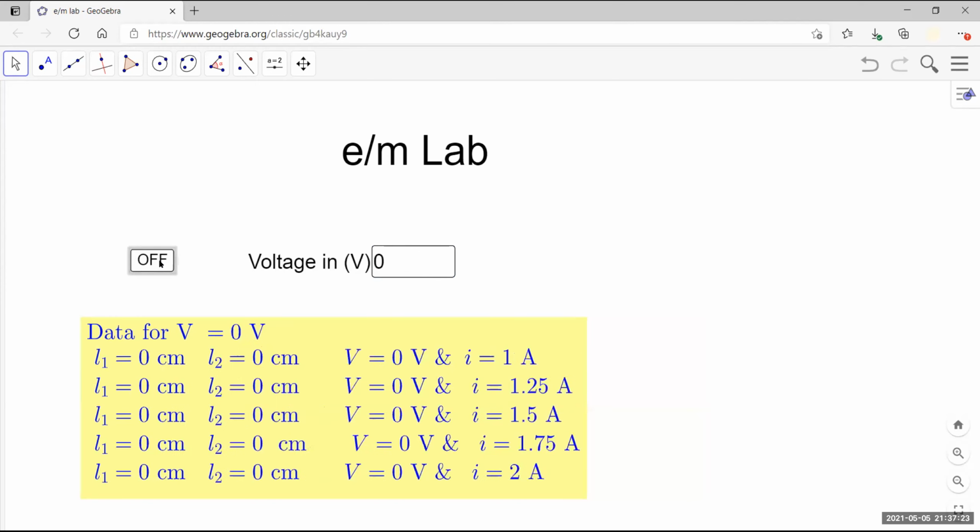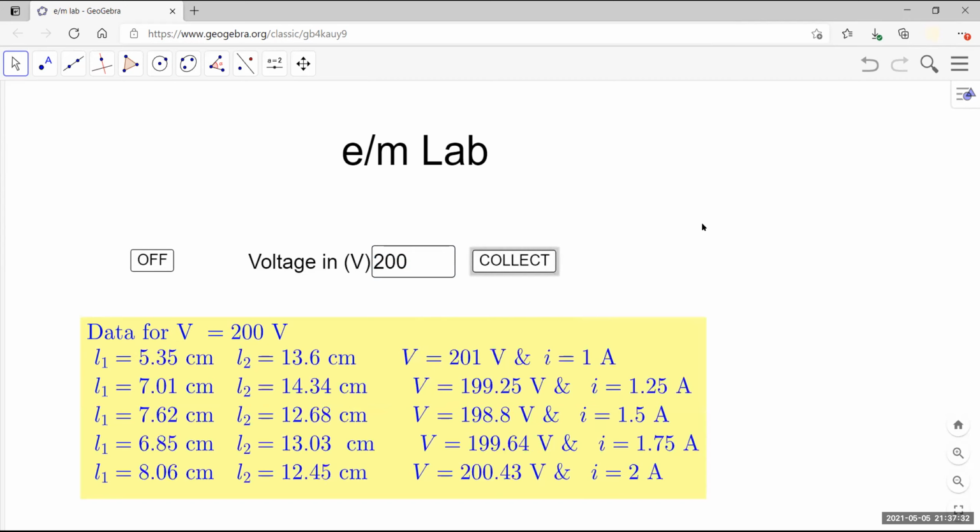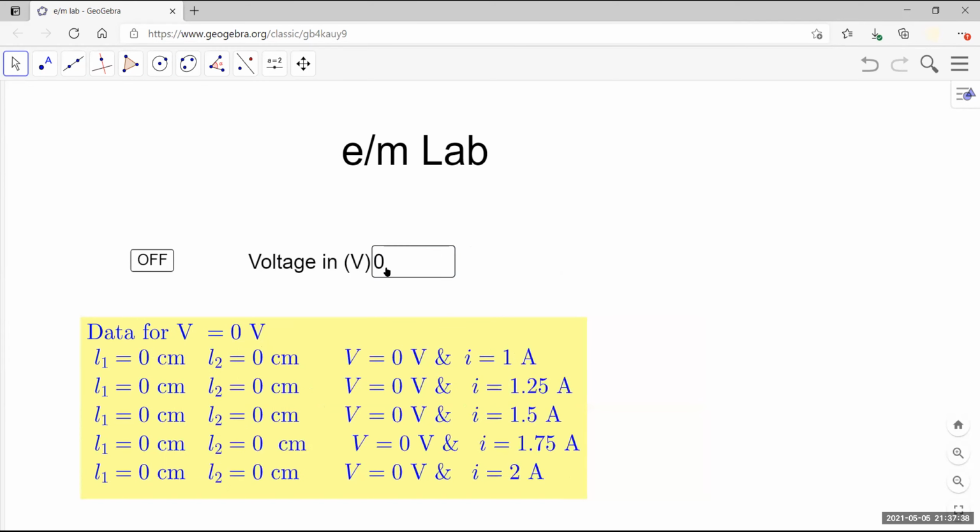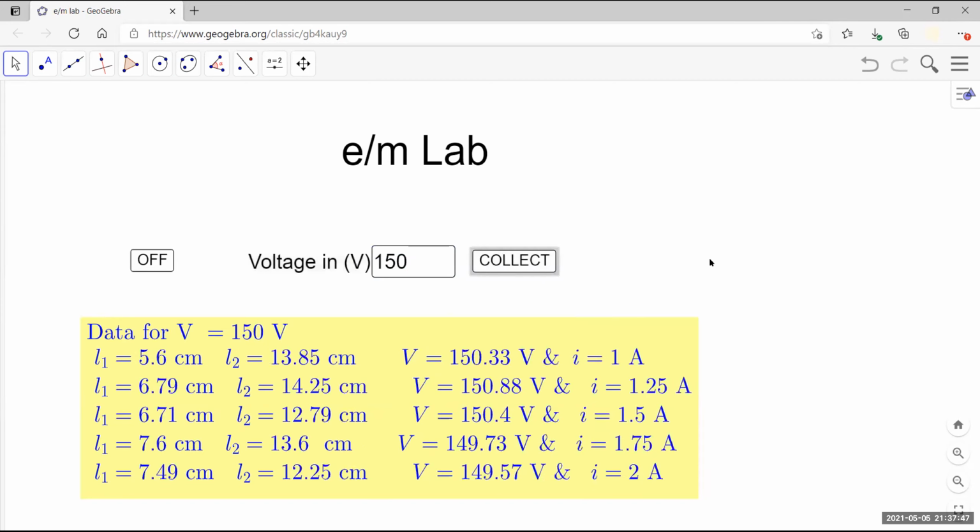So that's why it's a good idea to turn it off and then go back into the 200 volts and now collect the data again, okay? You don't want to rely on this. So if I'm going to do 150, I'm going to turn it off first and then put 150 in here and enter. Once you enter, you get the collect button. Now you have new data to work with.